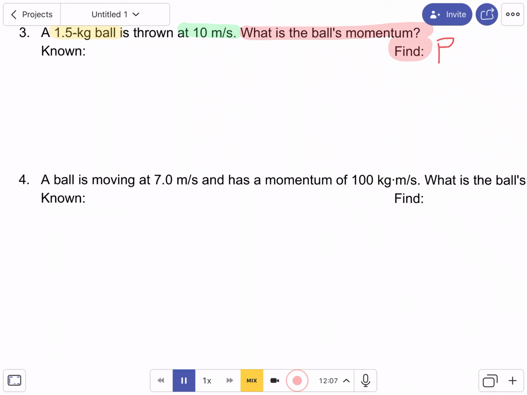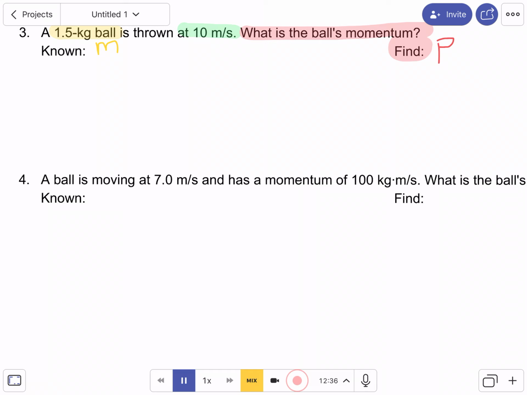Here, none of these are labeled with what they are, so we have to use our context clues and our knowledge of our units. So 1.5 kilograms. Generally, when an object is described, usually the measurement is its mass. Sometimes it's volume, but for these, they're going to be mass. So we double check, kilogram is our mass unit, so we're going to say this is M.